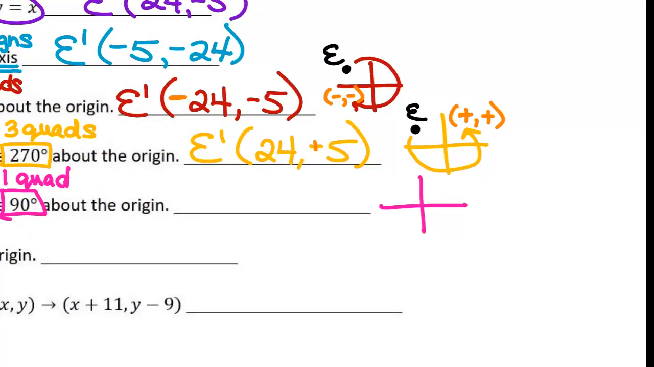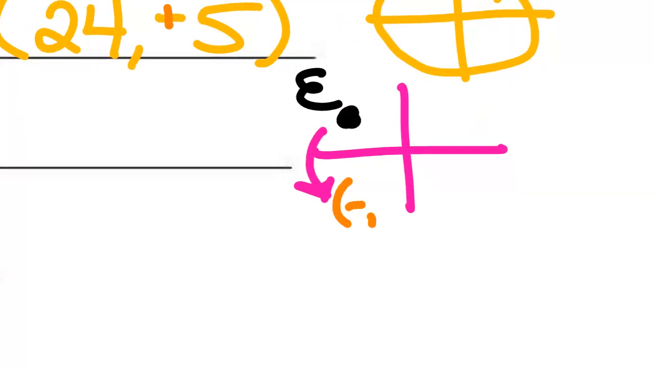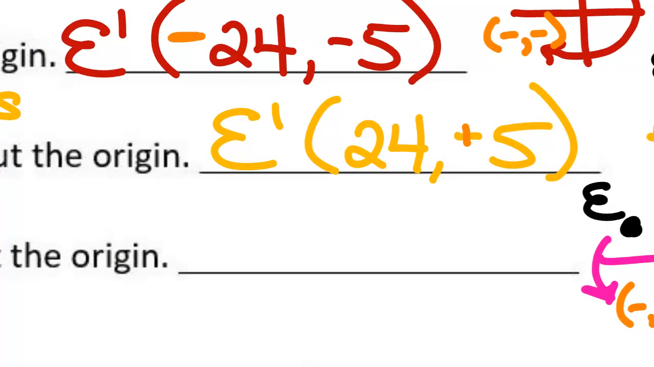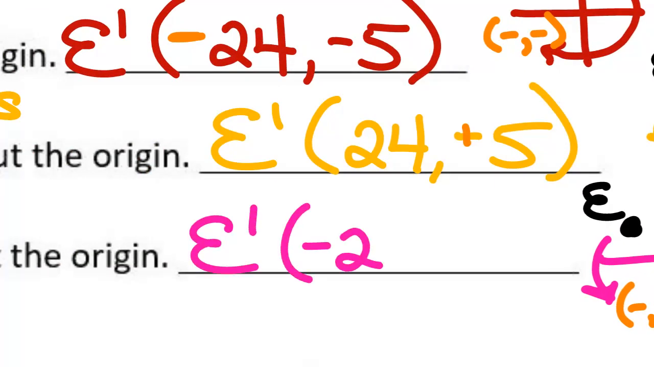So here's my XY axis. Here's my point E. We are going to go counterclockwise 90 degrees, so that is backwards 90 degrees. It puts me down here in quad 3, which has negative X's and negative Y's. That is exactly where we landed up here in part C. So it's going to have the exact same ordered pair as part C. So E prime is negative 24, negative 5.